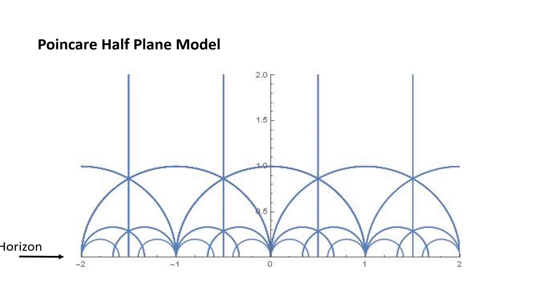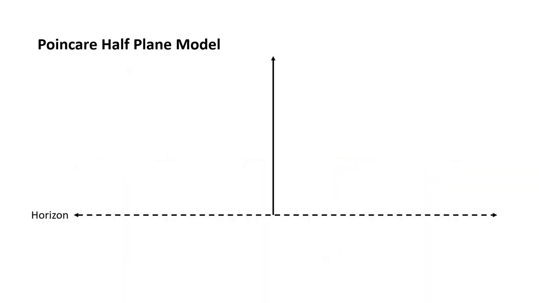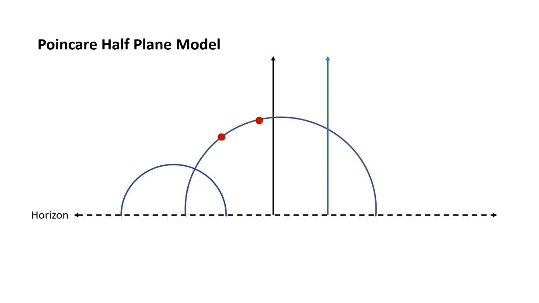Just like near the poles of the Mercator projection, the Poincaré projection bends hyperbolic lines into curves. In this case, hyperbolic lines become either semicircles with a diameter on the horizon, or straight vertical lines. You can check that given any 2 points in the upper half plane, there is exactly one hyperbolic line passing through those 2 points.